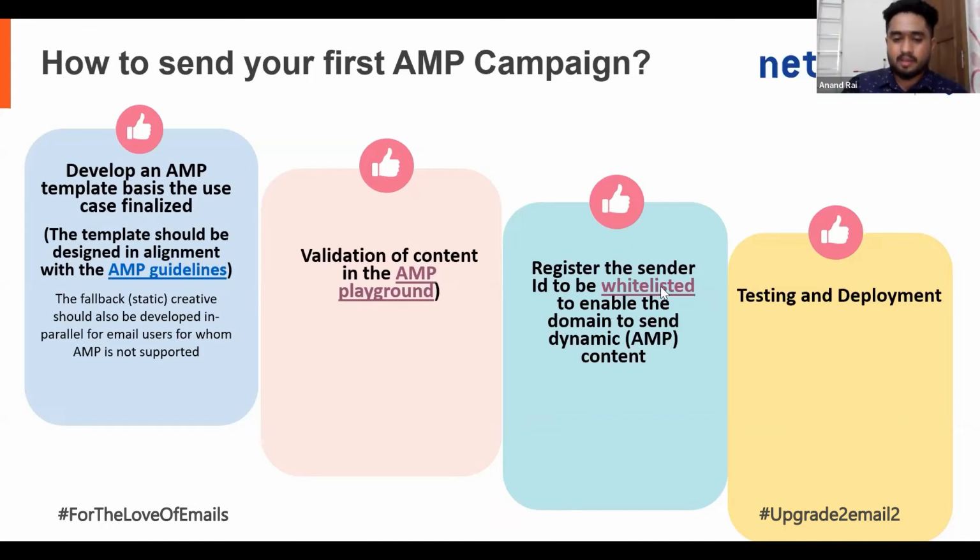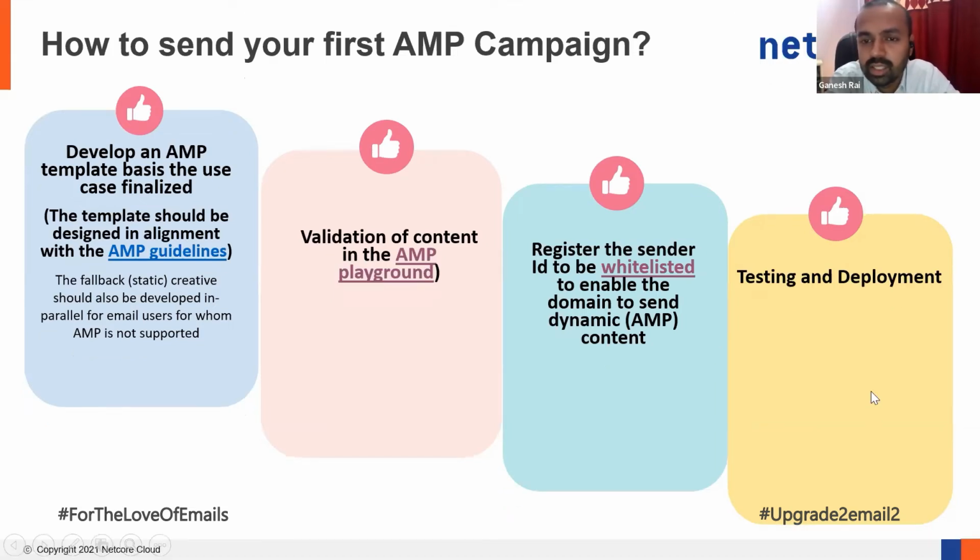You can find all the information in our blogs. We have written many blogs and explainers around AMP and how you can get whitelisted. And if you are a Netcore customer, the Netcore team also helps you get this whole process started quickly. The last step is testing your campaign and deploying it to your end customers. The whitelisting is a one-time process. You don't have to do it for all your campaigns. Once you have a sender ID whitelisted, you can use it for all of your campaigns.